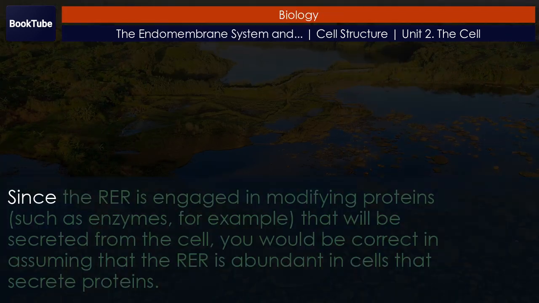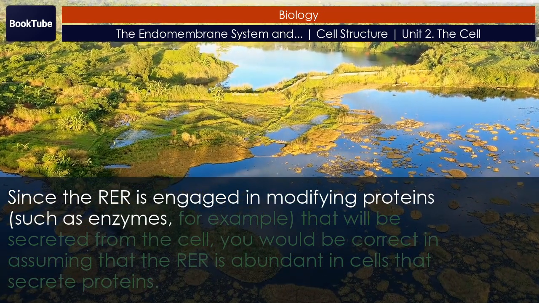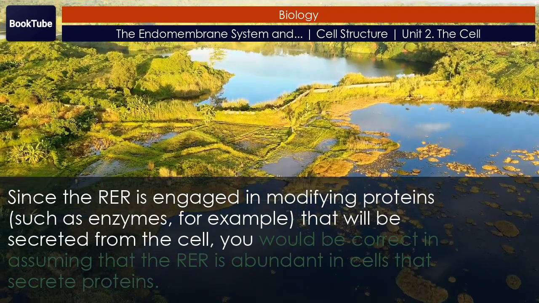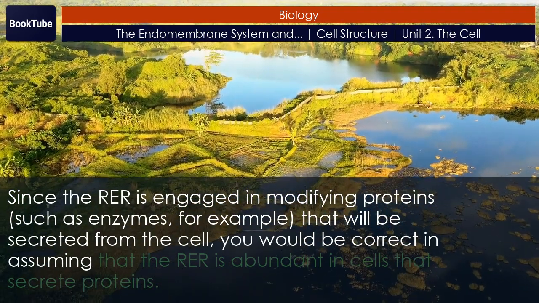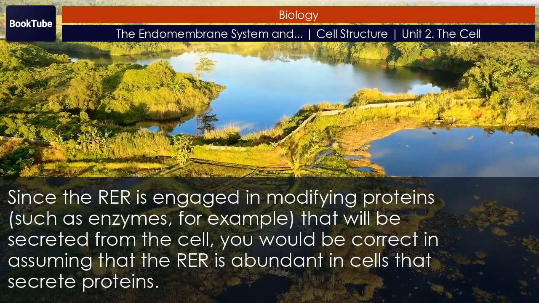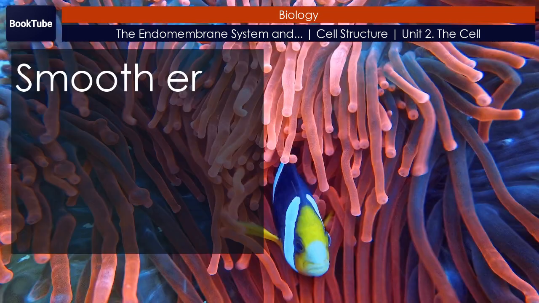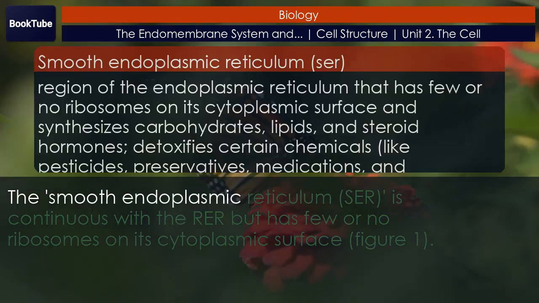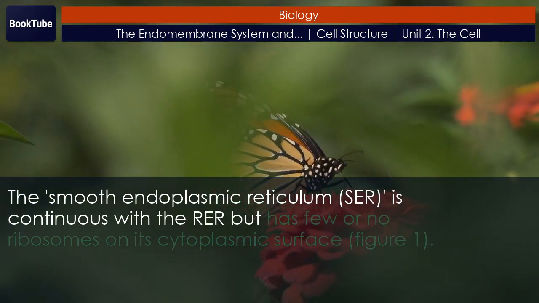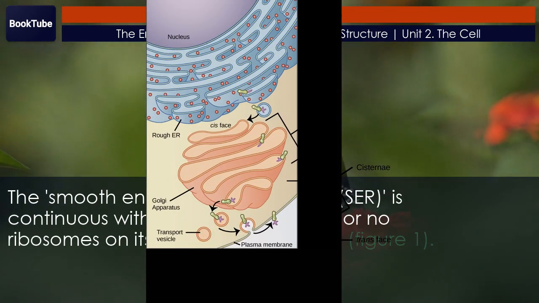Figure 1. Since the RER is engaged in modifying proteins, such as enzymes, for example, that will be secreted from the cell, you would be correct in assuming that the RER is abundant in cells that secrete proteins. This is the case with cells of the liver, for example. The smooth endoplasmic reticulum, SER, is continuous with the RER but has few or no ribosomes on its cytoplasmic surface.